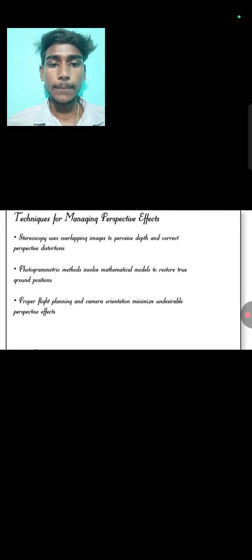Techniques for managing perspective effects. Stereoscopy uses overlapping images to perceive depth and correct perspective distortion. Photogrammetric methods involve mathematical models to restore true ground position. Proper flight planning and camera orientation minimize undesirable perspective effects.